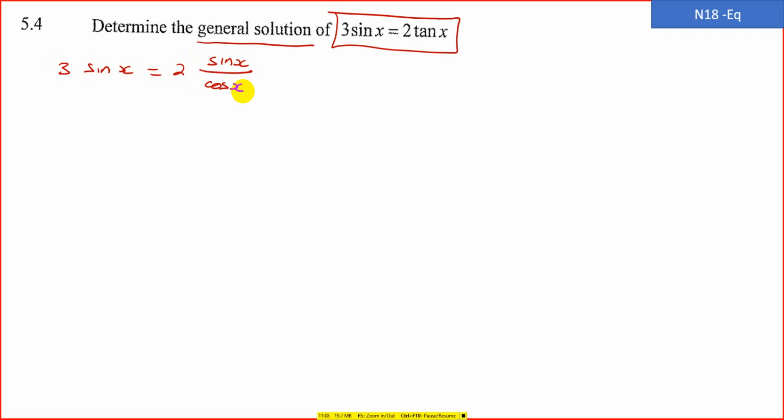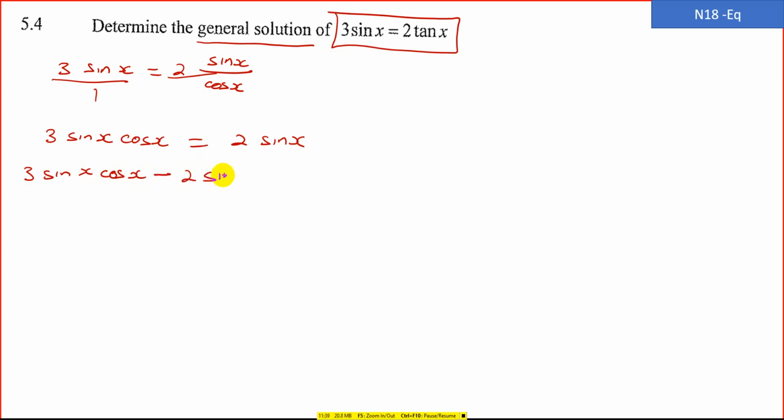And what we're going to do now is find an LCD. The 2 would go on the top with sine. So we can either find an LCD or we could cross multiply. And if we do that, we're going to end up with 3 sine x cos x is equal to 2 sine x. And then we're going to bring everything on one side. 3 sine x cos x minus 2 sine x is equal to 0.